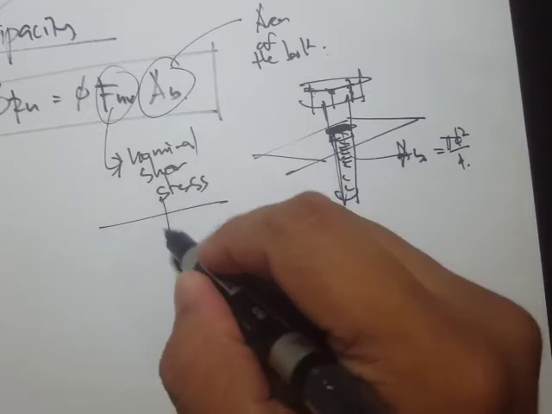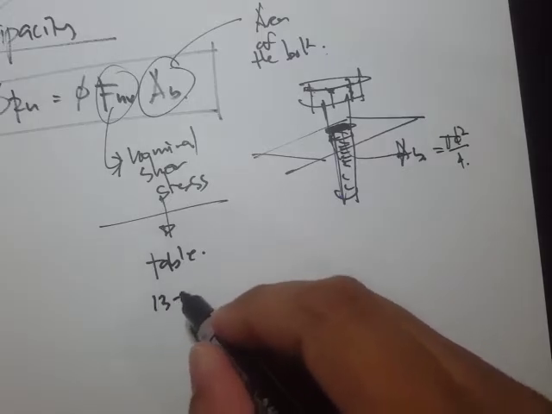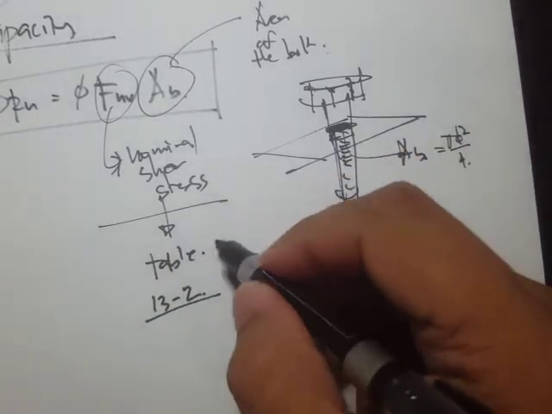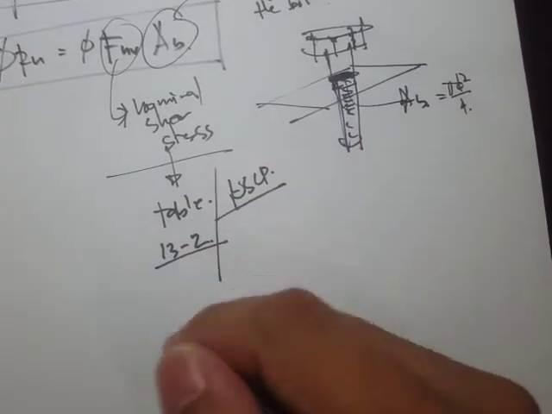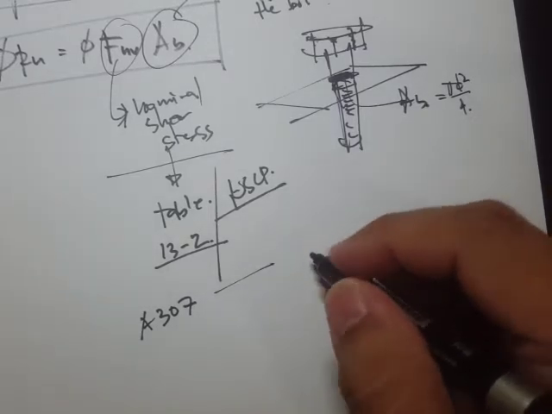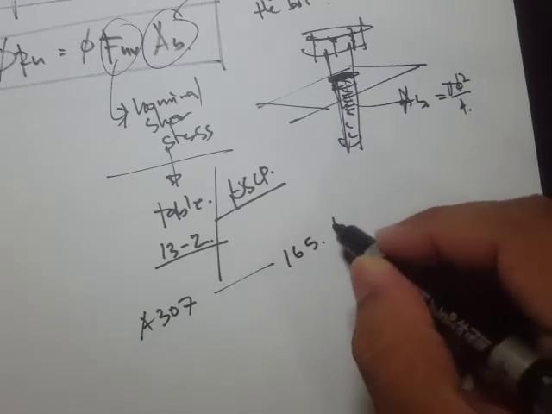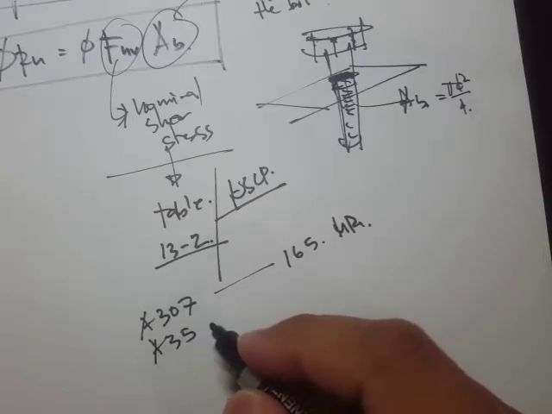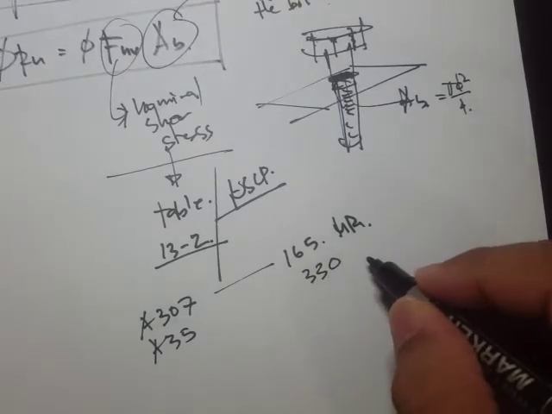Where can we find this? We can obtain this from the table. In our lecture handouts, that's table 13-2, but you can also find that in the code. In the table it is specified, for example, for A307 bolts, the nominal shear stress in bearing connection is 165 megapascals, and if you have an A325 or A325M, when threads are not excluded from shear planes, then we have 330.